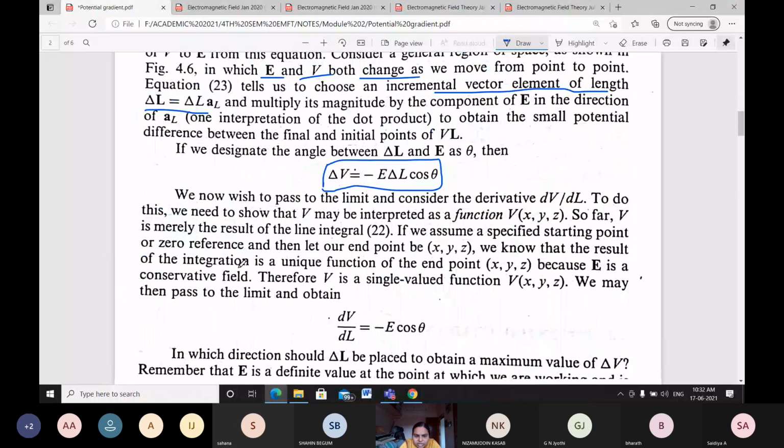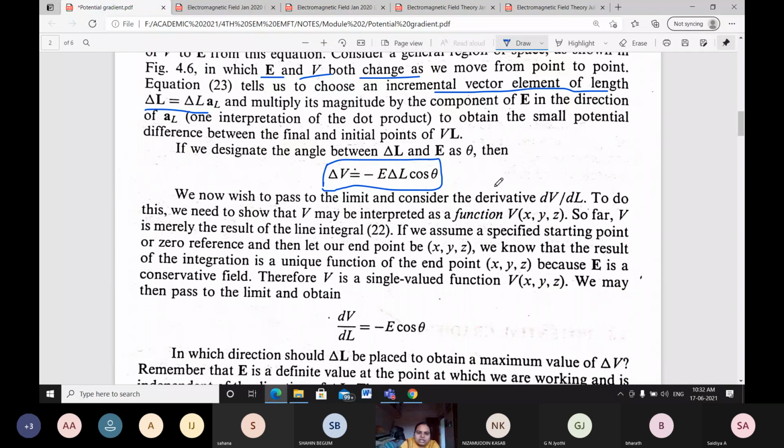This potential, we wish to pass to a limit and consider the derivative as dV by dL. What is the limit it's going to be? How much length do we have to take? Is there any limit for that, so that the potential varies with respect to the field? That's what we have to consider here.